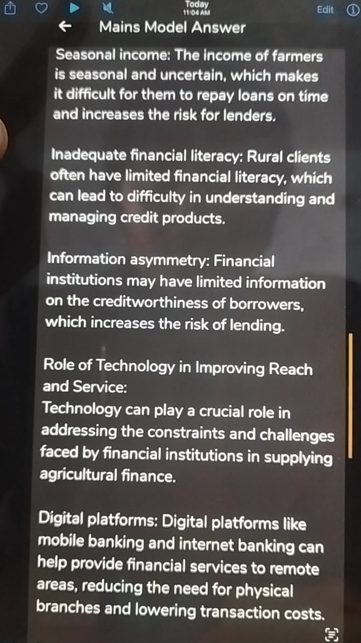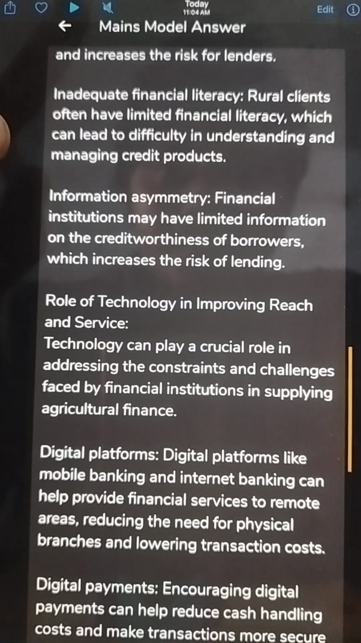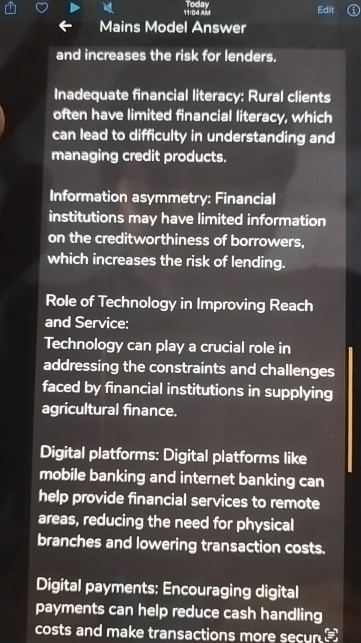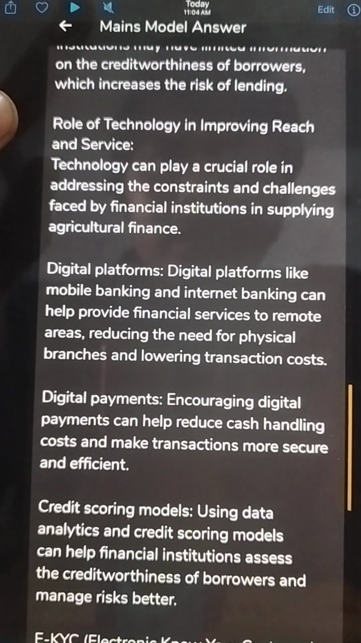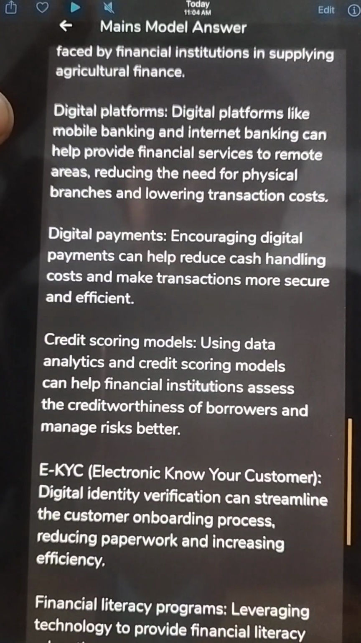Then comes the role of technology in improving reach and services. Technology can play a crucial role in addressing the constraints and challenges faced by the financial institutions in supplying agriculture finance. Then comes the digital platforms. Digital platforms like mobile banking and internet banking can help provide financial services to remote areas, reducing the need for physical branches and lowering transaction costs. Then comes digital payments. Encouraging digital payments can help reduce cash handling costs and make transactions more secure and efficient. Then credit scoring models. Using data analytics and credit scoring models can help financial institutions assess the creditworthiness of the borrowers and manage risk better.